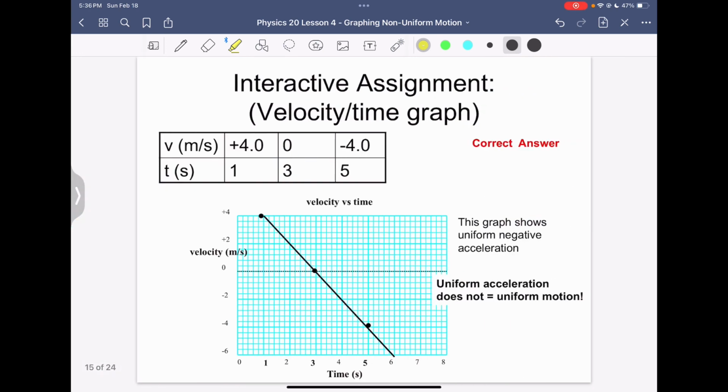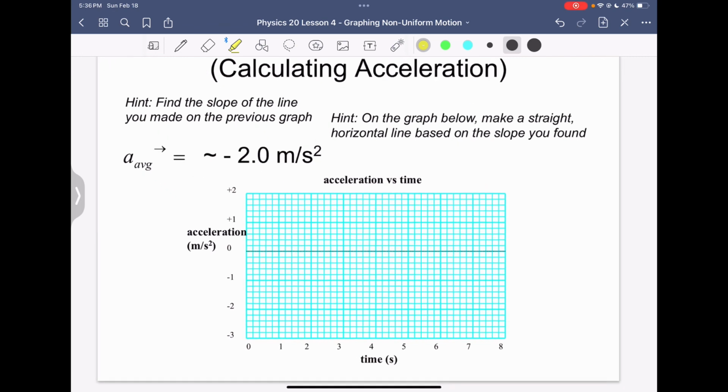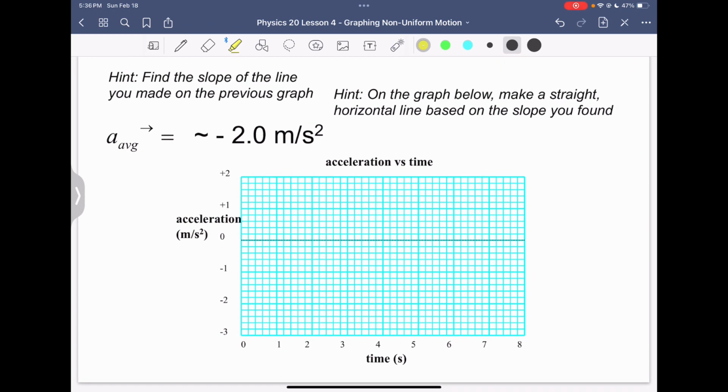So I look at here, and there's the answer if we want to really see it again. I see this, and we get an acceleration average of negative 2.0 meters per second squared. How do we graph that? Well, hint, it's a straight horizontal line based on the slope we found, because we see that the acceleration isn't changing over time. The average tells us that it's changing in velocity per given unit of time by 2 meters per second squared. So to draw out our line, it's as simple as the following.